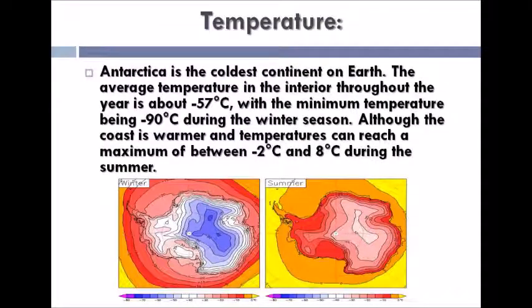Temperature of Antarctica. Antarctica is the coldest continent on the Earth. The average temperature in the interior throughout the year is about minus 57 degrees Celsius, with the minimum temperature being minus 90 degrees Celsius during the winter season. Although the coast is warmer and temperatures can reach a maximum of between minus 2 degrees Celsius and 8 degrees Celsius during the summer.